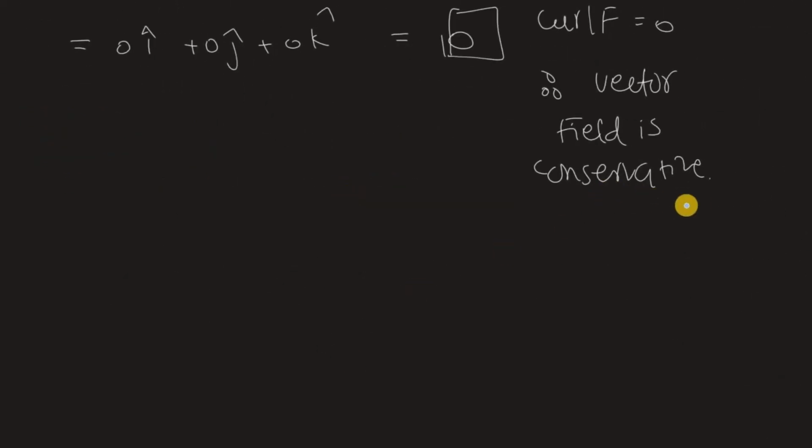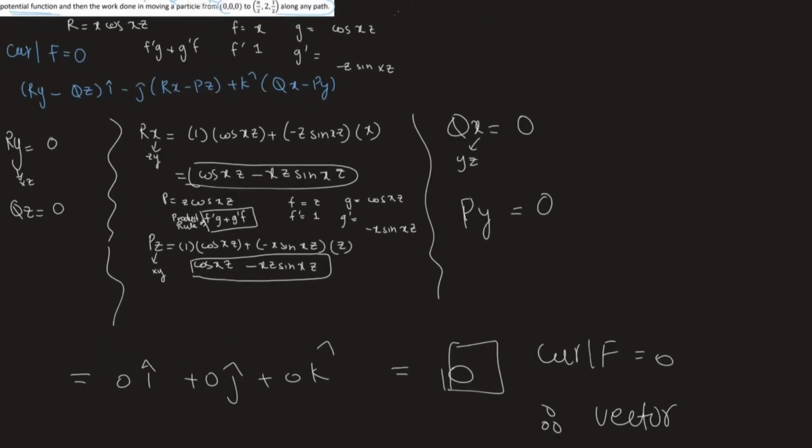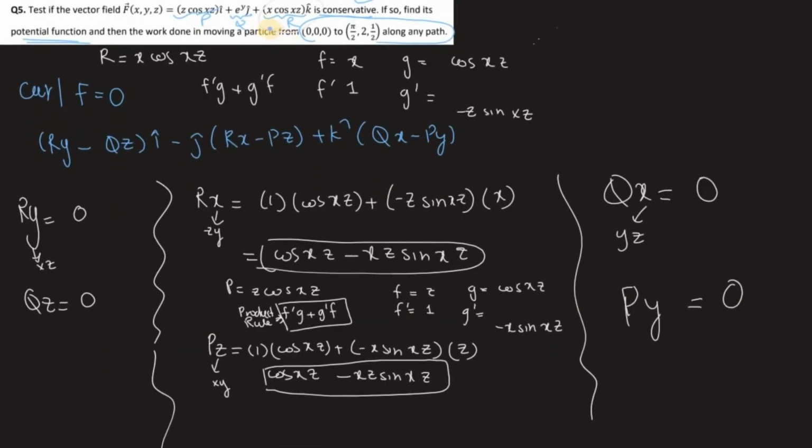So once we have proven that the vector field is conservative, our next job is to find the potential function. If it's proven that it's conservative, which means the function that we are given is actually equal to the derivative of the function. So this is the gradient of the function. So the function that you have over here is actually equal to the gradient.